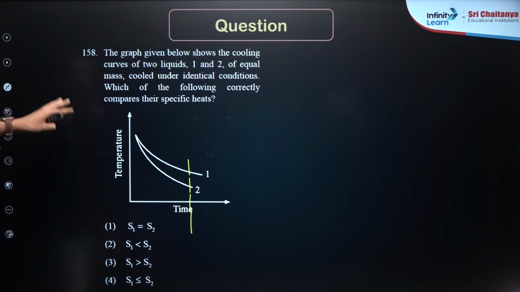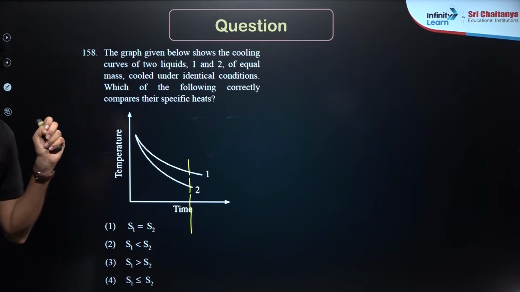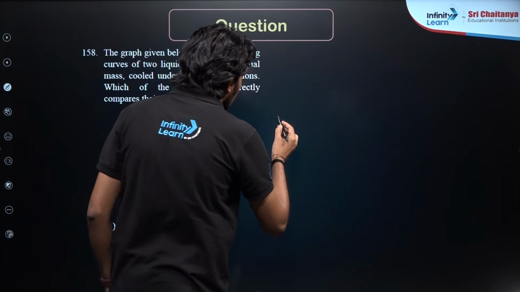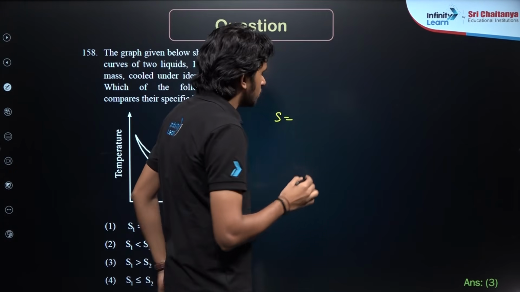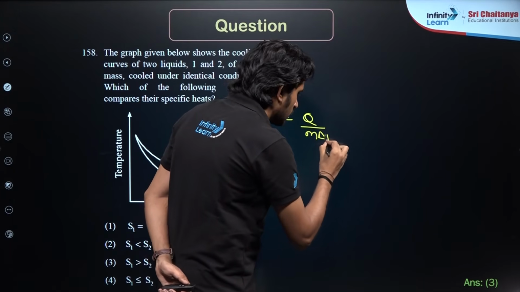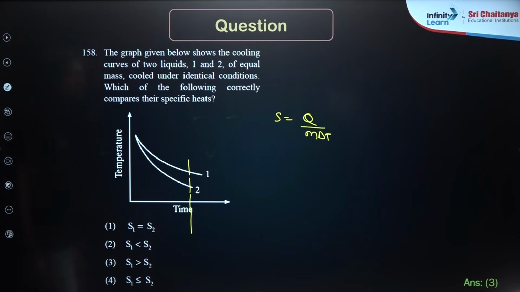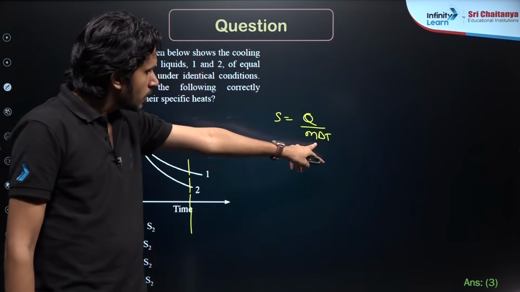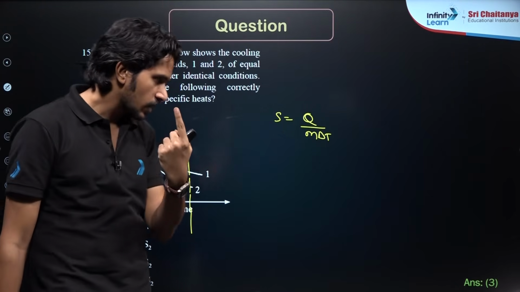Now the graph given below shows the cooling curves of two liquids 1 and 2 of equal mass cooled under identical conditions. Which of the following correctly compares their specific heats? Basically, S will be: Q equals m s delta T, so S equals Q by m delta T. Similarly, S is the amount of heat required to change the temperature of mass m, or 1 gram mass, by 1 degree centigrade.